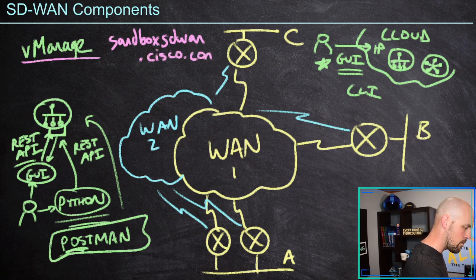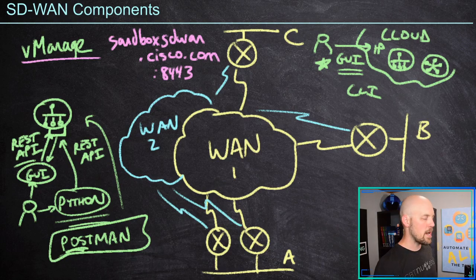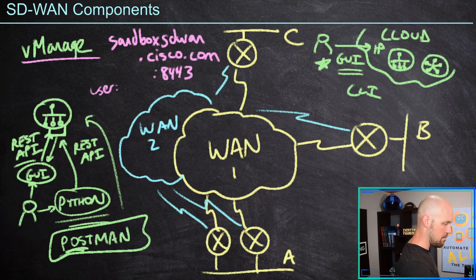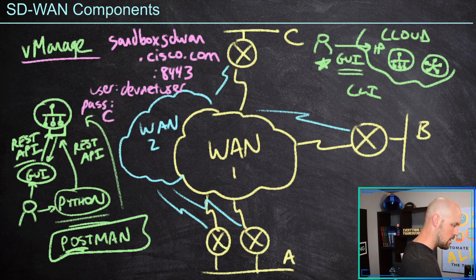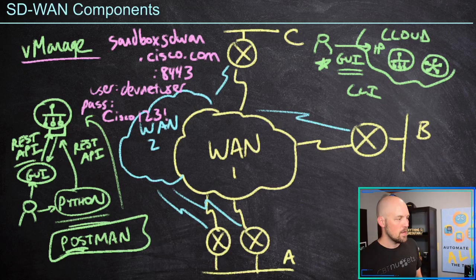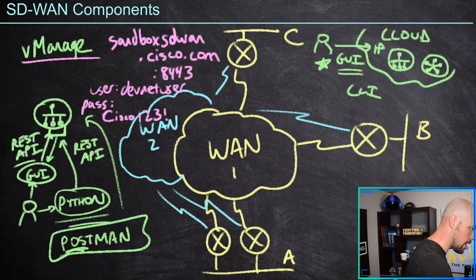sdwan.cisco.com. But you also need to connect on 8443. So punch that into your web browser: sandbox-sdwan.cisco.com:8443. If it doesn't load, hit refresh. It's very busy. A lot of people log into it. You can't make configuration changes, but you can click around the interface, which is pretty cool. The username is devnet user. And the super secret password is Cisco with a capital C, then isco, Cisco123!! And so go take a look at that SD-WAN up there.